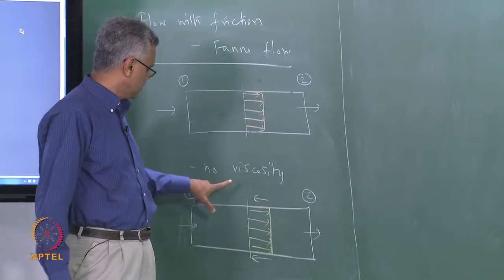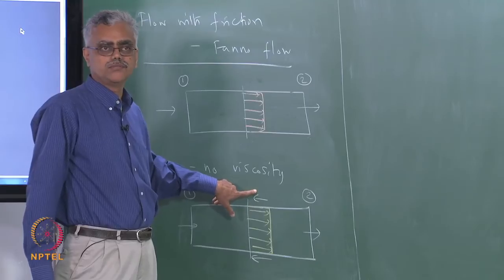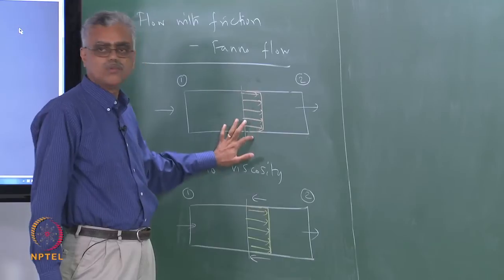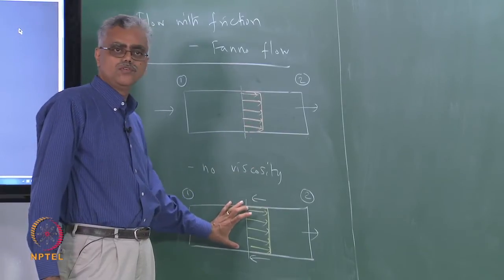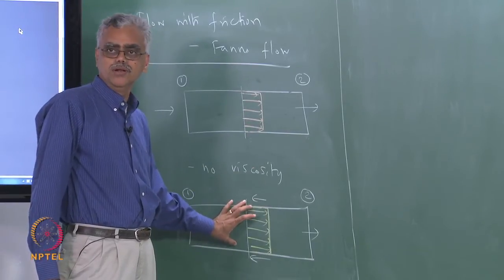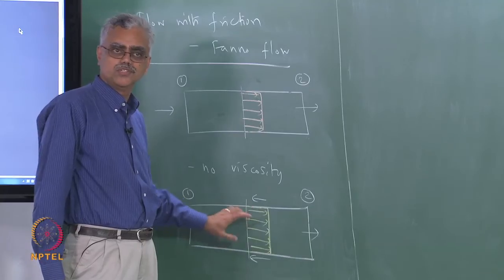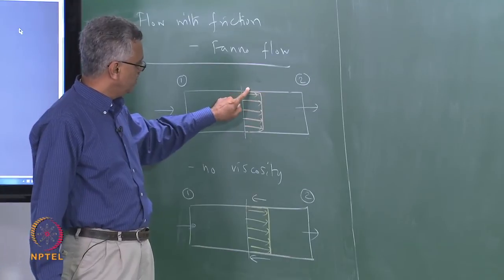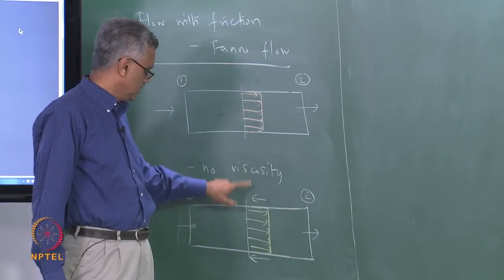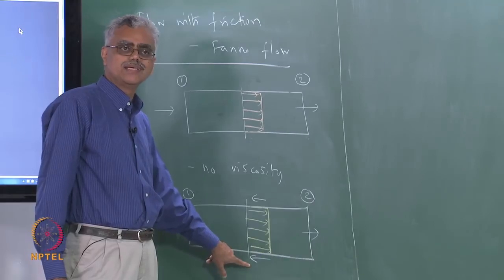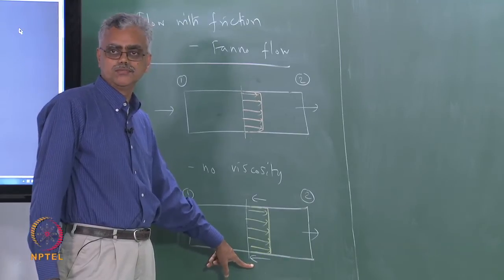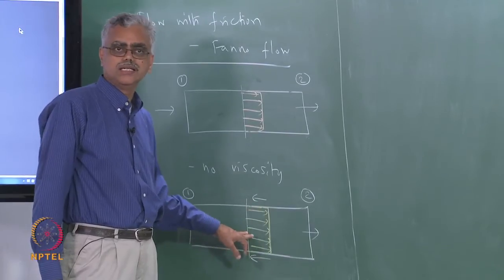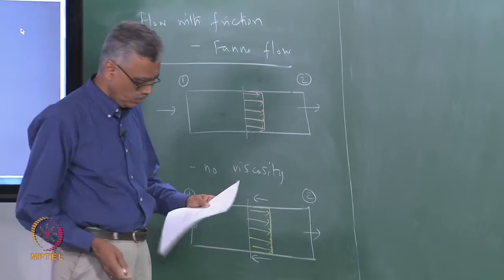So, notice that we are still saying that the fluid has no viscosity, and notice that there is no boundary layer. This thin layer is called the boundary layer. In the Fanno flow that we are looking at, there is no boundary layer. The velocity profile is flat, but the effect of friction exerted by the walls is modeled by applying an external drag force on the fluid, which is felt by the entire fluid, not just near the walls. That is the model that we are looking at. Such a flow is called a Fanno flow.